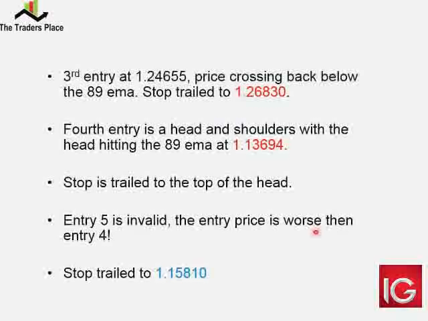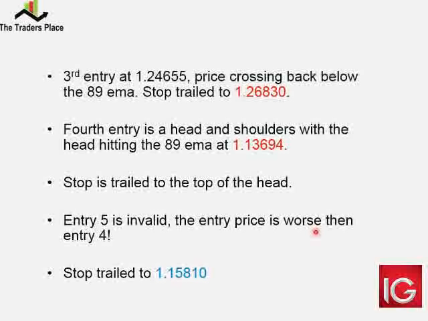So, third entry, I don't want to go too much on the numbers. It gets a bit confusing. Basically, you saw the third entry on the chart. Price crosses below the 89. Enter the trade. Stop trails to the previous swing high. Fourth entry is a head and shoulders with the head hitting the 89 EMA as resistance. Obviously, that trade was only taken once the head and shoulders neckline was broken. The stop is trailed to the top of the head.